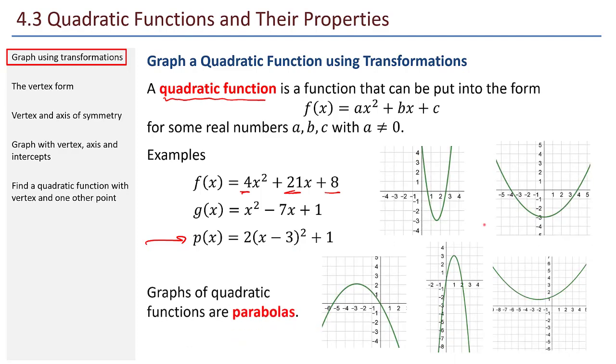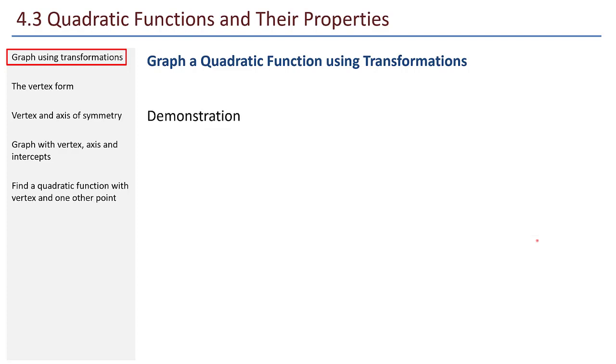If you graph quadratic functions, they look like parabolas, these nice arcs with a single turn in them. Now, parabolas can either open up or open down. When they open down, like the ones on the bottom two, those are called concave down. And if they open up, those parabolas are called concave up. So let's see how we graph a quadratic function using transformations.